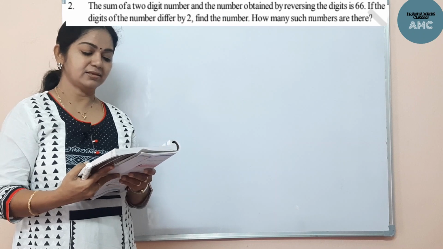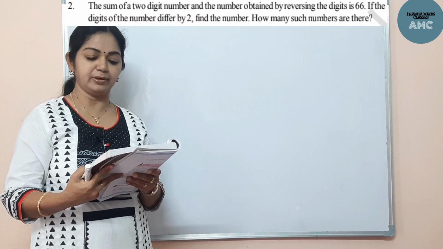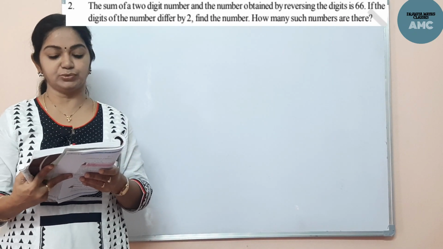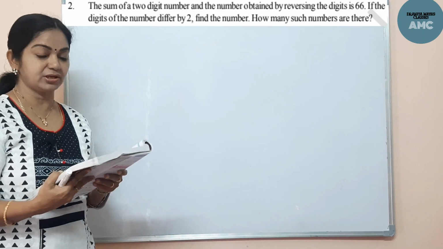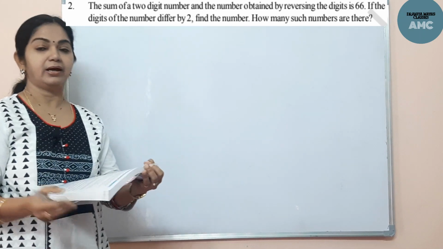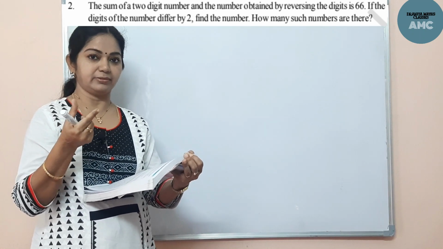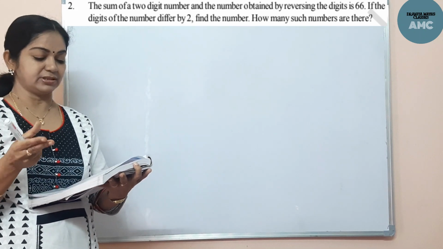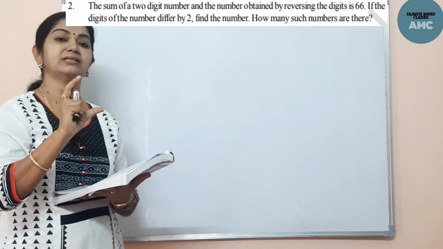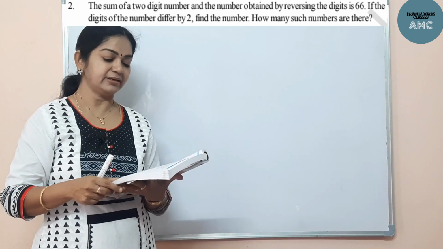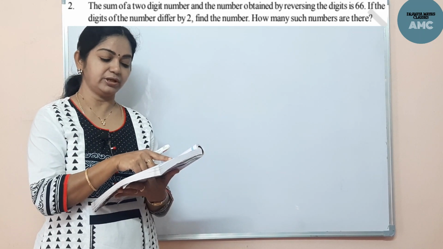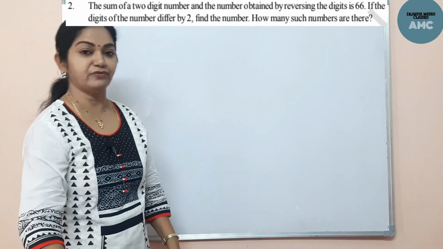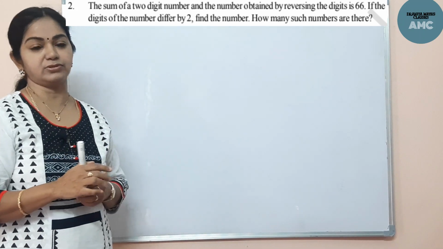Now the second problem: the sum of a 2-digit number and the number obtained by reversing the digits is 66. If the digits of the number differ by 2, find the number and how many such numbers are there. Okay. Now here given that a 2-digit number, that means a tens place and a units place it has, and the number obtained by reversing the 2-digit number. So sum of these two, the number as well as the reverse of the number, is 66 given, and the digits differ by 2. Okay, find the number. We have to find that 2-digit number. Now how many such numbers are there? That means we have to find the number, and if you reverse it, that number also we have to find.